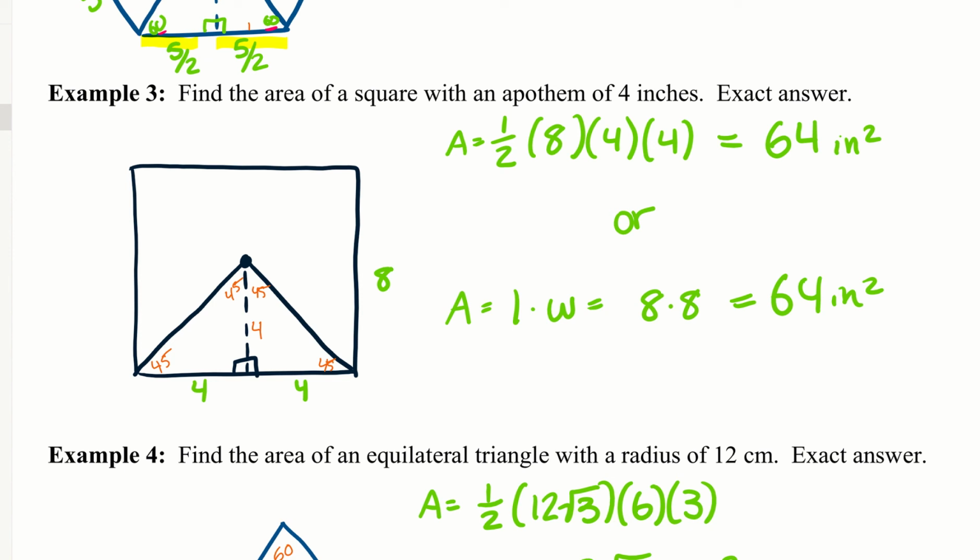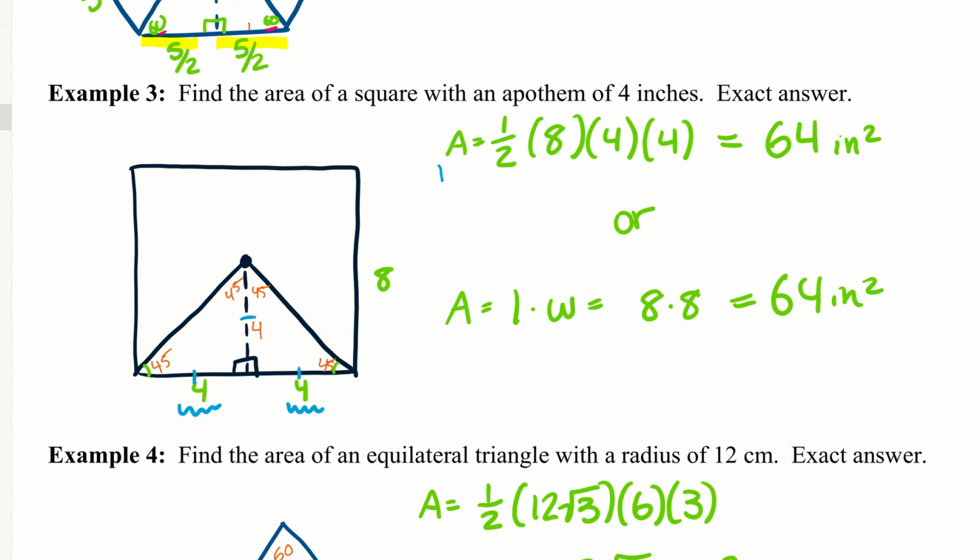So it said find the area of a square with an apothem of 4 inches. So I drew my center, and then I drew my 2 radii and my apothem, and then my apothem was 4. And because we're working in a square, I know I have 90-degree angles on the corners, which means that when my radius cuts that angle in half, it's going to give me 45-degree angles, which means I'm going to have 2 45, 45, 90 triangles. And because 45, 45, 90 triangles have congruent legs, this little piece down here is 4, and this little piece down here is 4. So we know that our whole side length is going to be 8.